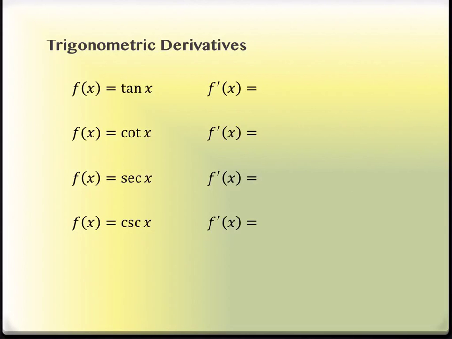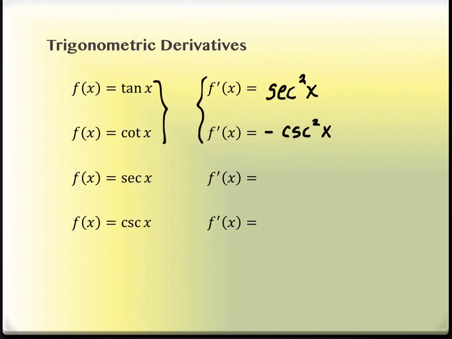So does anybody from having a calculus class before remember any of these? Do you remember, Josh? What do you remember? For tangent goes to secant squared x. Very good. The nice thing about these is they kind of occur in pairs. These two, tangent and cotangent, derivatives are very, very similar. So tangent is secant squared, and cotangent is negative cosecant squared.